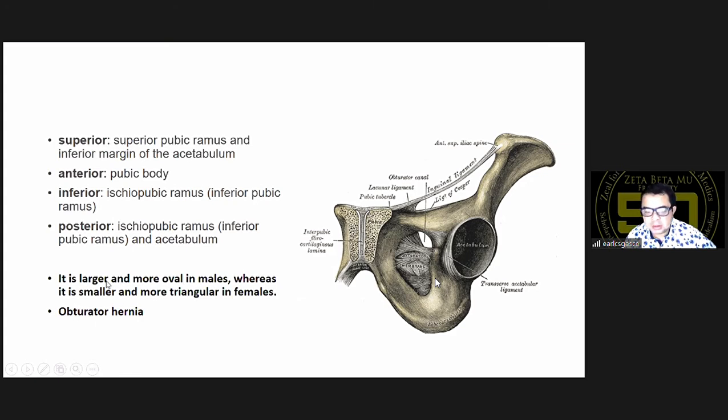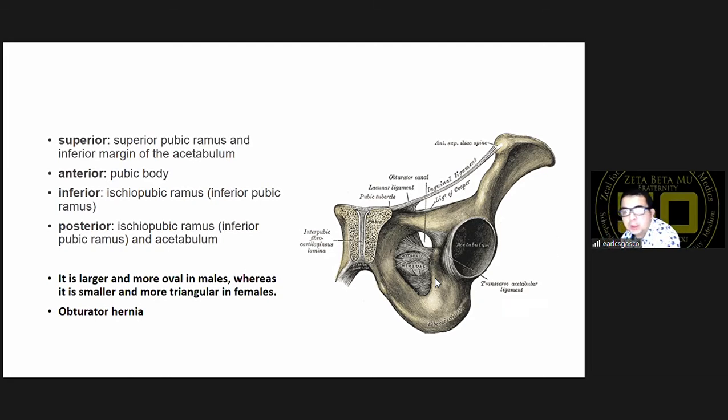Now, in males, it is larger and more oval, whereas in females, it is smaller and more triangular and thinner. In some cases, a mesentery or a loop of bowel can find its way through the inguinal ligament and lodge itself into the obturator foramen, forming what is called the obturator hernia. It rarely happens, but you can herniate through this obturator foramen. We are done with the foramina.